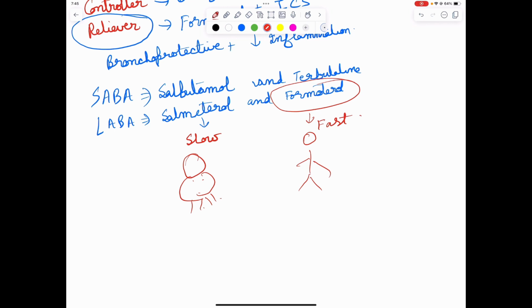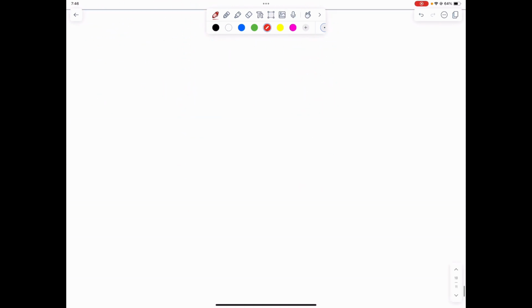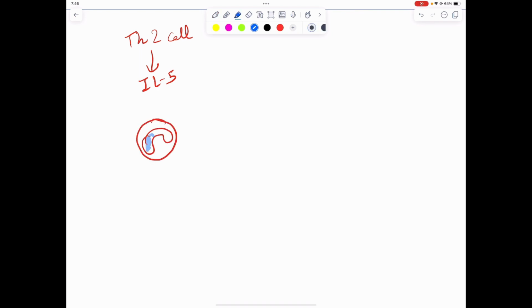Now, to further understand the mechanism of action, you should understand that Th2 cells release interleukin 5. When they release interleukin 5, then there is the eosinophil. See, there is a bilobed eosinophil that is present there, and in this eosinophil there is a receptor for interleukin 5, that is called the interleukin 5 alpha receptor. So at this position, two drugs will act.